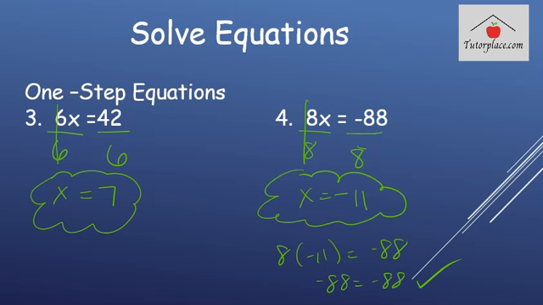So sometimes in one-step equations you're either adding or subtracting, or you're multiplying and dividing. So again, you're always going to do the opposite. If it's an addition problem, you're going to subtract. If it's a multiplication problem, you're going to divide. And that'll help get that variable to be completely by itself.